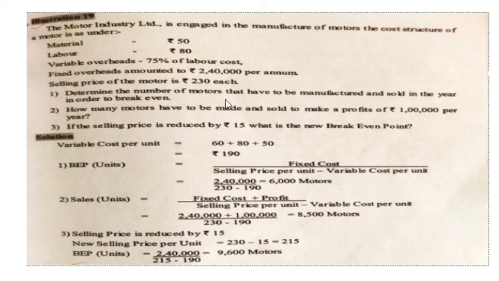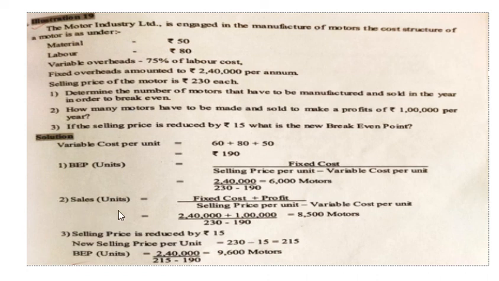So we have determined the number of motors that have to be manufactured and sold in the year in order to break even. To get profit, we need to produce more than 6,000 motors. If you are producing more than 6,000 motors, we will be getting profit during that year. Then the second question is how many motors have to be made and sold to make a profit of rupees 1 lakh per year. Here profit is given, so we need to find out the sales.